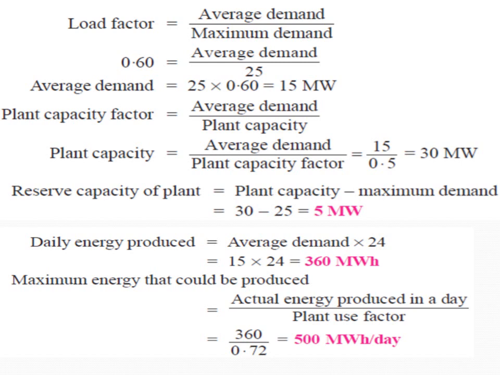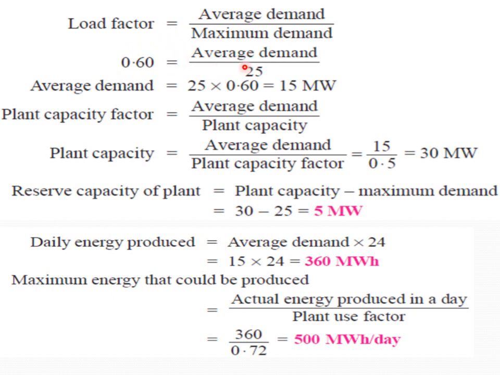In this question, the first subdivision is to find the reserve capacity of the plant. The reserve capacity of the plant is the difference between the plant capacity and the maximum demand. Your maximum demand is 25 megawatt, given in the question. So you have to know the plant capacity. The plant capacity formula is the average demand divided by the plant capacity factor. The plant capacity factor is given in the question as 50%, which we convert to 0.5. The average demand we don't know; we obtain it from the load factor. Only the load factor and maximum demand are given in the question.